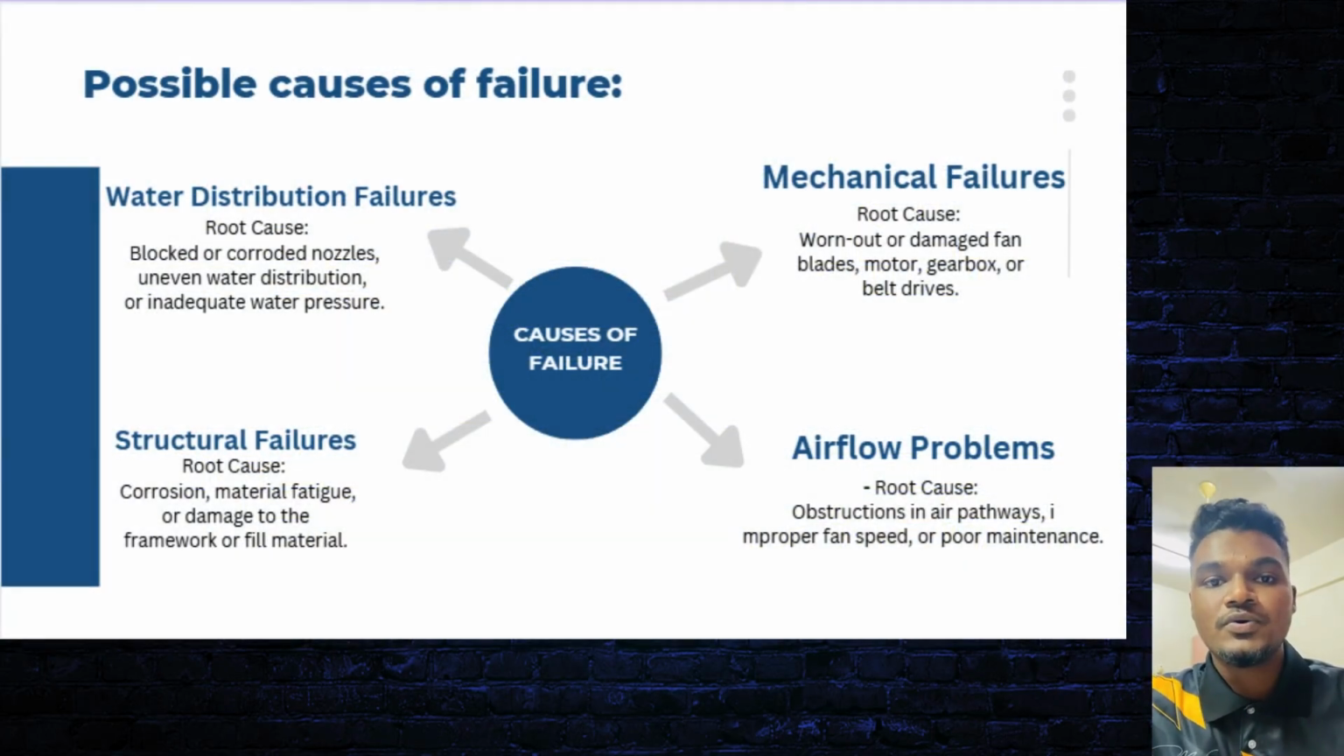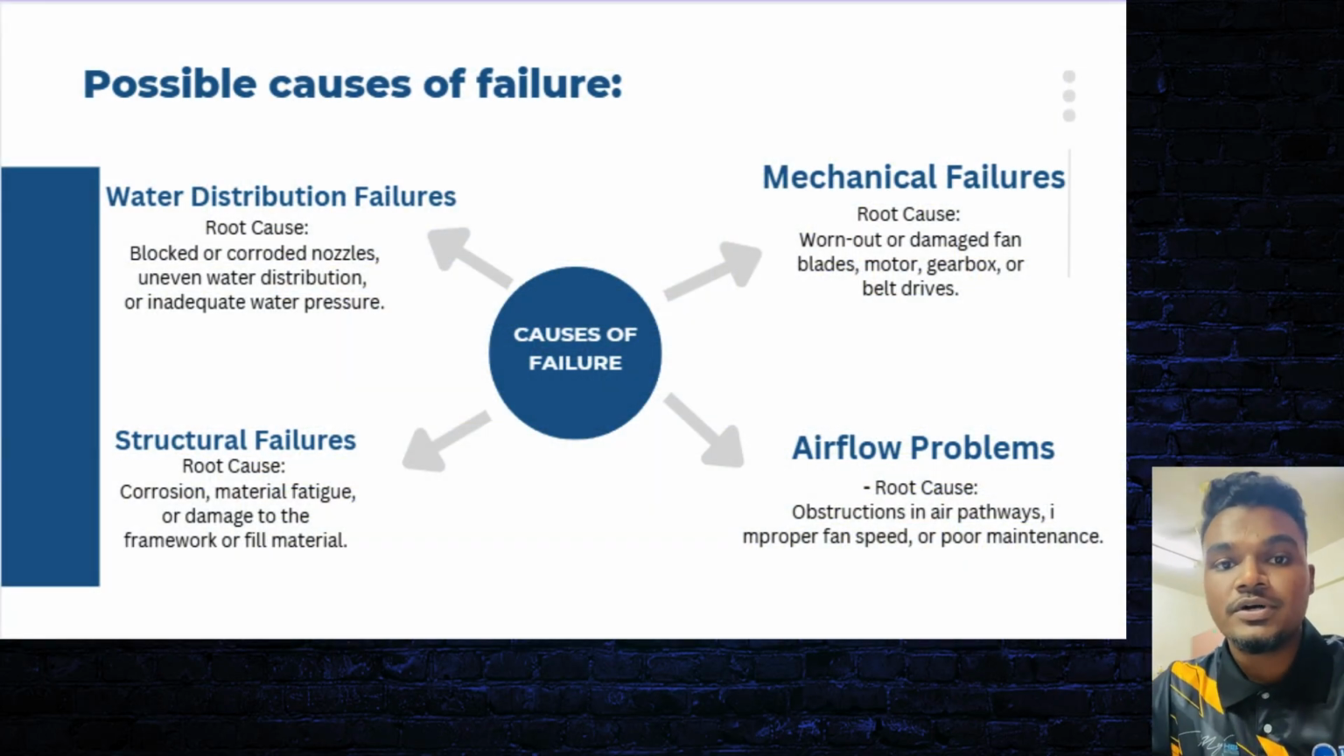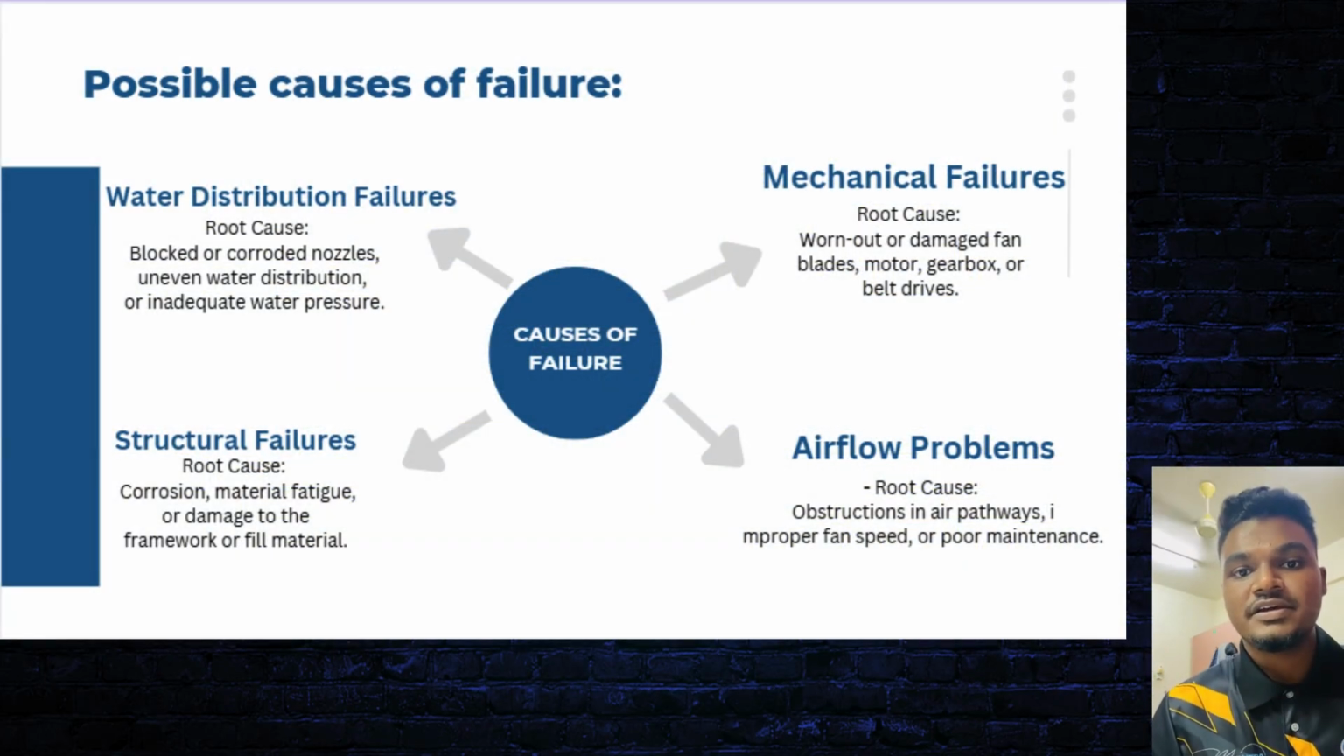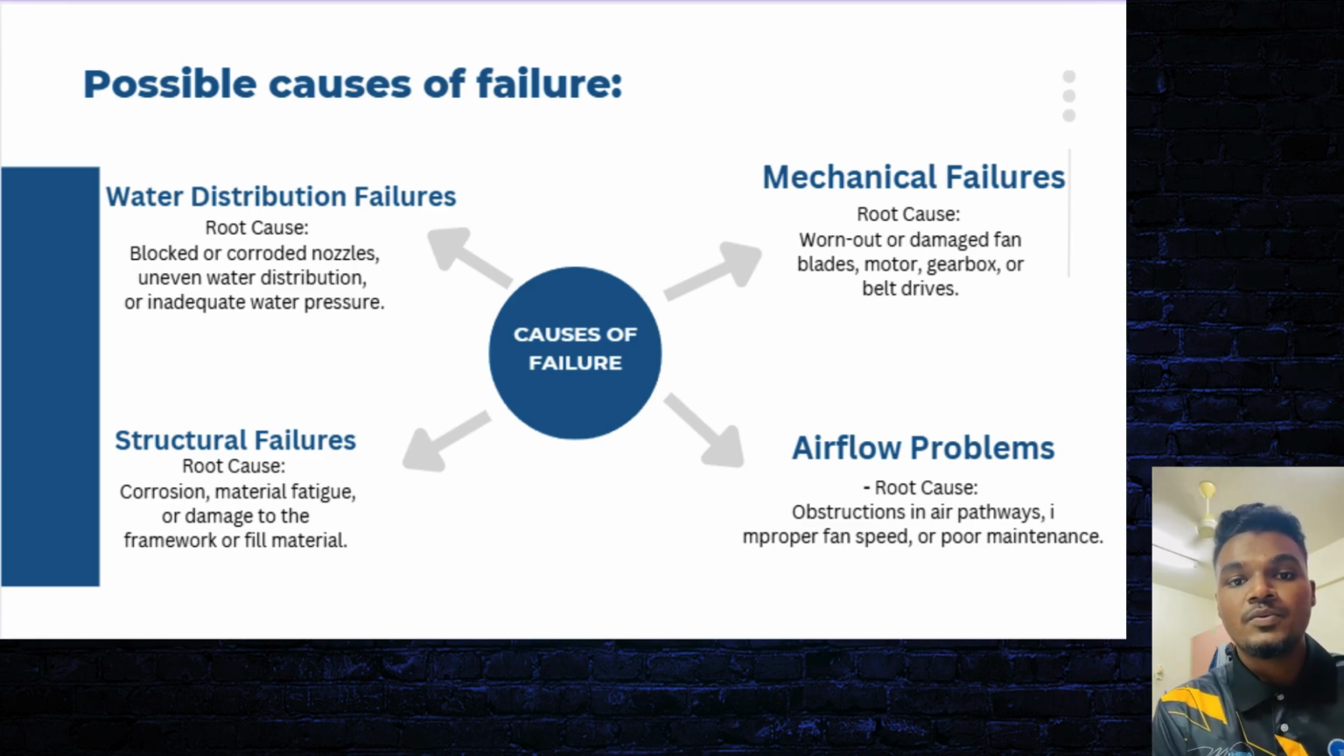Now I'm going to talk about causes of failure in cooling tower. Cooling tower failures can often be attributed to several key issues. Water distribution failure may occur due to blocked or occluded nozzles, resulting in uneven water distribution. Mechanical failure can arise from worn out or damaged components such as fan blades, motors, gearbox, or belt drive.